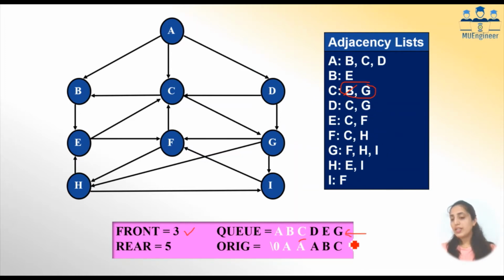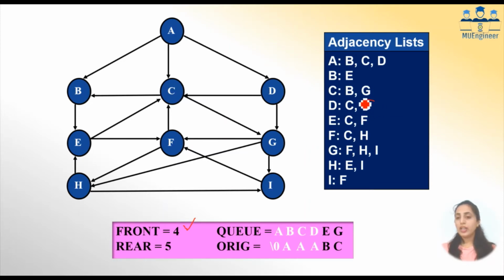And I will write down its origin as C because G was added as a neighbor of C. So now the one member is added to the queue. Your rear is also getting incremented by 1. Now who will go next? So D is going to be deleted next. That's why front will now become 4. So here D is deleted and front has become 4.